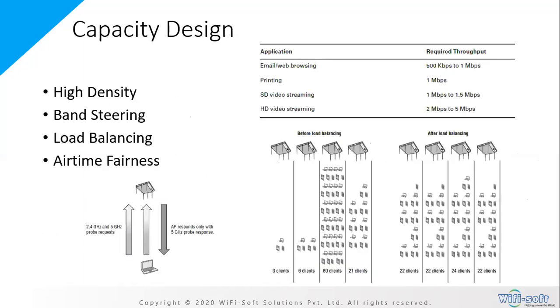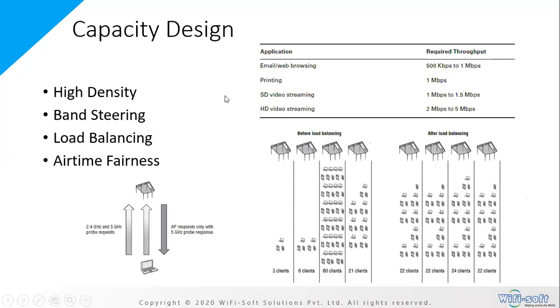Thank you. Yeah, capacity design. So I think the last 2-3 slides are remaining. High density environments, like conference areas or stadiums. The diagram on the right hand side tells you the required throughputs for different things. Email and web browsing require about 500 kilobits to 1 Mbps. If you're doing video streaming, standard definition needs about 1 to 1.5 Mbps, and high definition 2 to 2.5 Mbps.